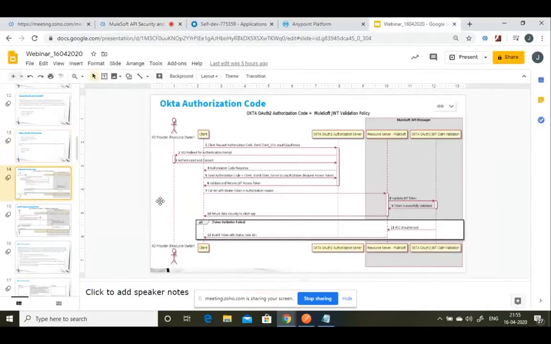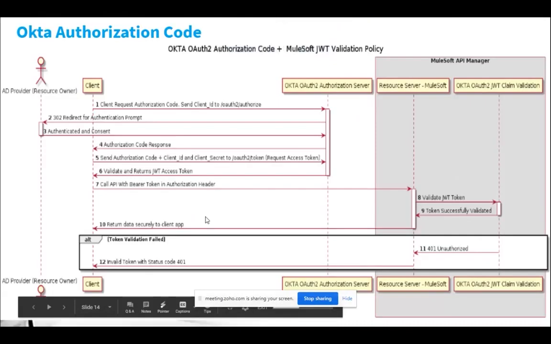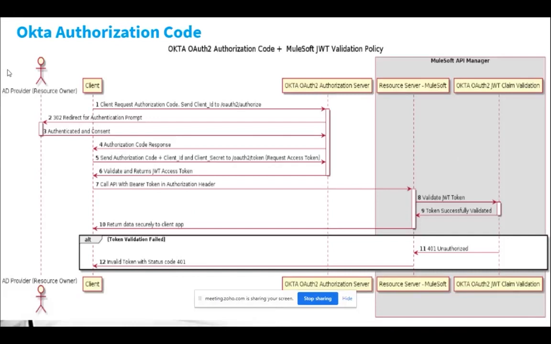Now I will show you Okta. The Okta flow is similar. Again the client will send the request to the authorization server, and the authorization server will redirect to the Okta screen where you put the username and password. The user will get authenticated, and once authenticated, it will send the authorization code back to the client. The client will again send the authorization code, client ID and client secret. It will validate and return the JWT access token.